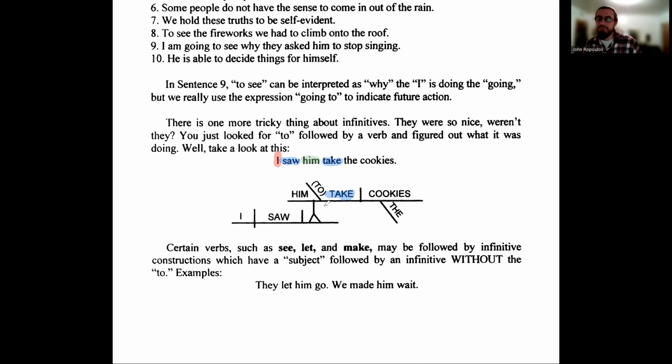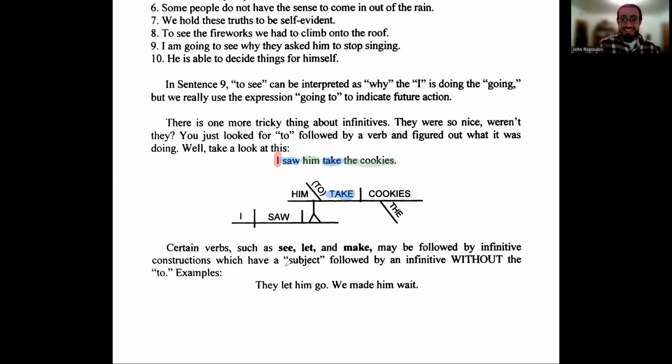The infinitive, we drop the to because it would sound quite awkward. I saw him to take. That sounds awkward. I saw him take, okay? And then we have, what did he take? The cookies, and that's a direct object. So that's the only real strange thing about infinitives.